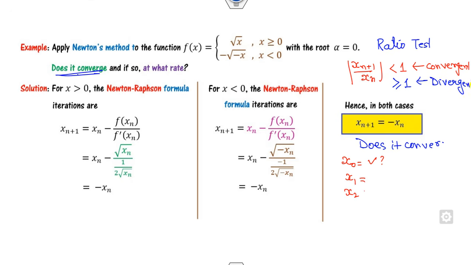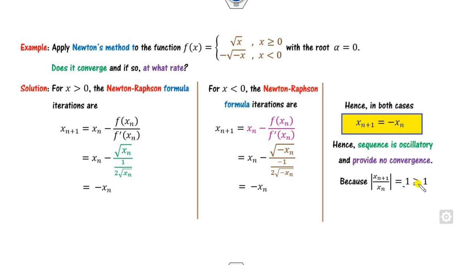So if you take the ratio of this, what will happen? You can see the ratio is 1, which is greater than or equal to 1. Therefore this sequence provides no convergence. Or you can say this sequence is oscillating because of the negative sign. Suppose I consider x0 as 0.5. What is x1? Minus 0.5. What is x2? Plus 0.5. x3 is minus 0.5. So that's an oscillating sequence, which provides no convergence.